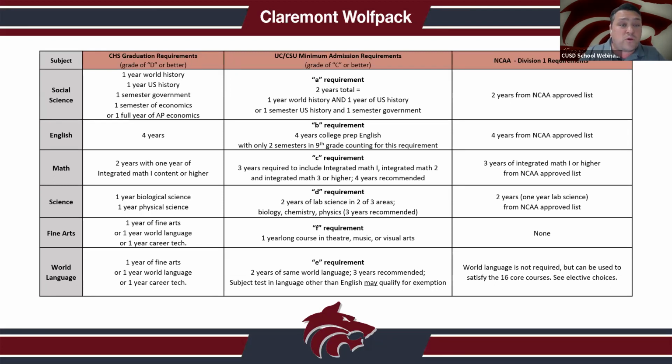In English, you need 4 years across the board in all 4. Important difference, and I should have mentioned this earlier. For graduation, you need a D or better. For UC and Cal States, you need a C or better.